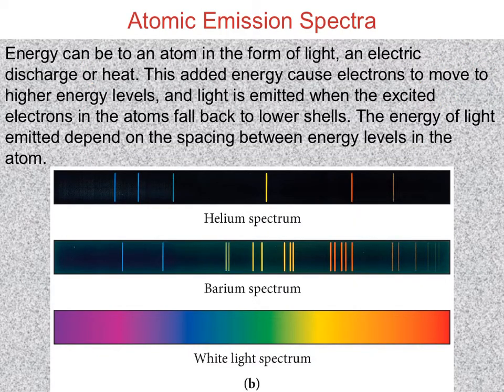It turns out that every element has its own particular spacing of energy levels, and therefore when we excite the electrons in various elements, they're going to give different wavelengths and types of light as the excited electrons relax. And so we can identify, they're called atomic emission spectra, but we can actually identify elements based on the atomic emission spectrum.